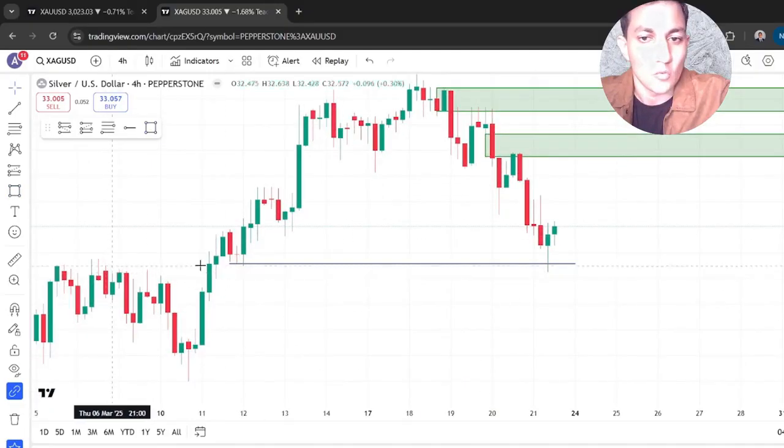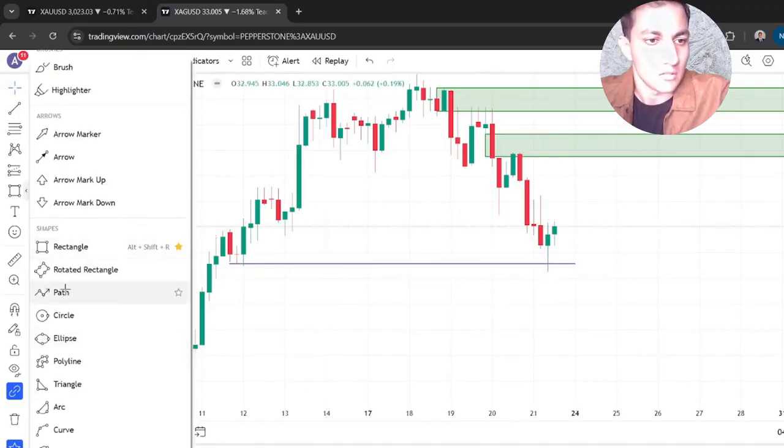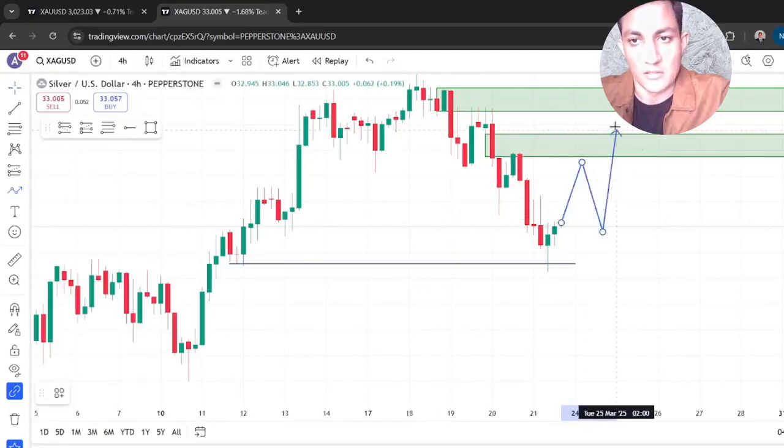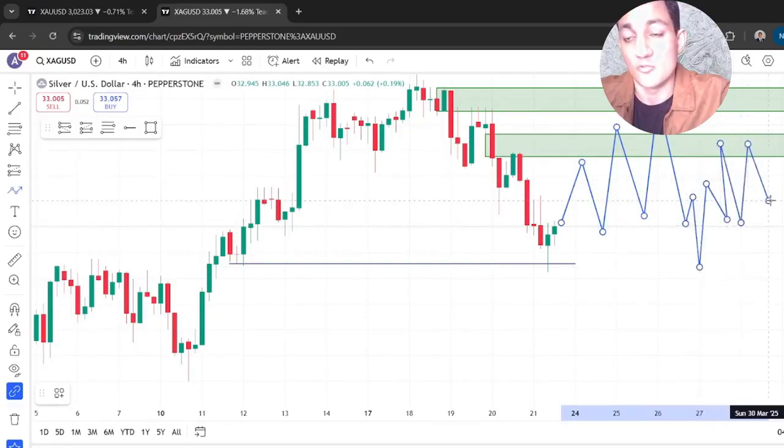Price is respecting all these order blocks, and we're just going to consolidate in between, right? Like this. Just consolidate, hit this again, come back down. Liquidity sweeps here, come all the way back up. Just messing around, and you do not want to trade that at all.